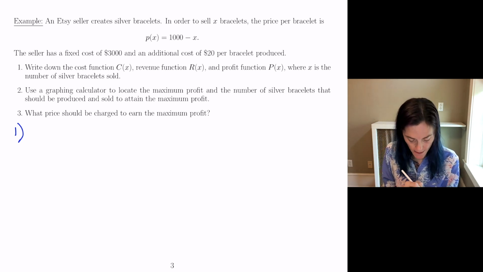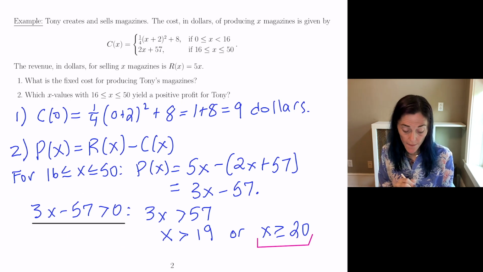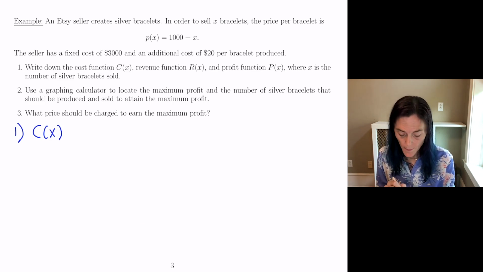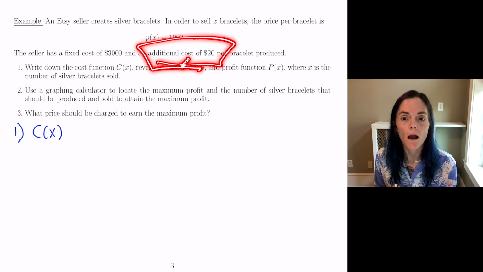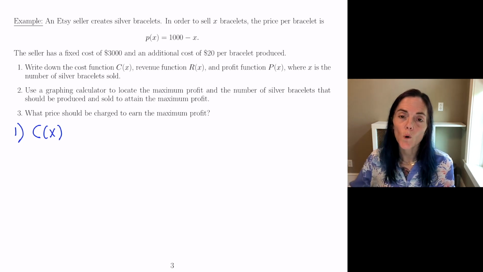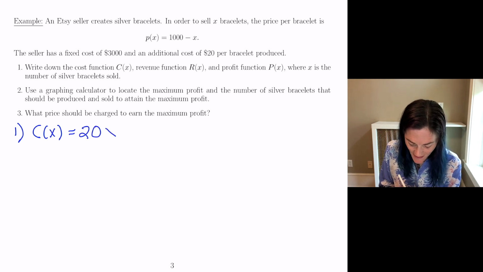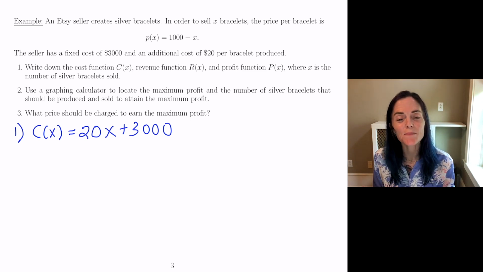Okay, so let's start with cost. You notice we are given 3,000 as a fixed cost. If you think back to this question, this 3,000 will be my cost function evaluated at 0. But then this part, additional cost of $20 per bracelet. So for example, one bracelet will cost $3,020 if that's all we're producing. If all we're producing is 2 bracelets, $3,040, etc. So we can write this as a linear function, 20x plus 3,000. Okay, so here is my cost function.